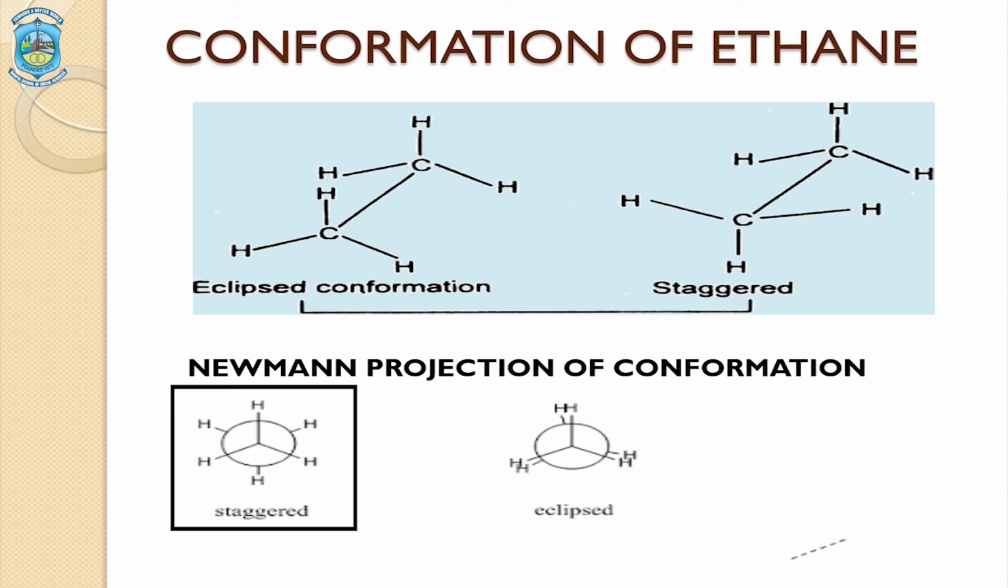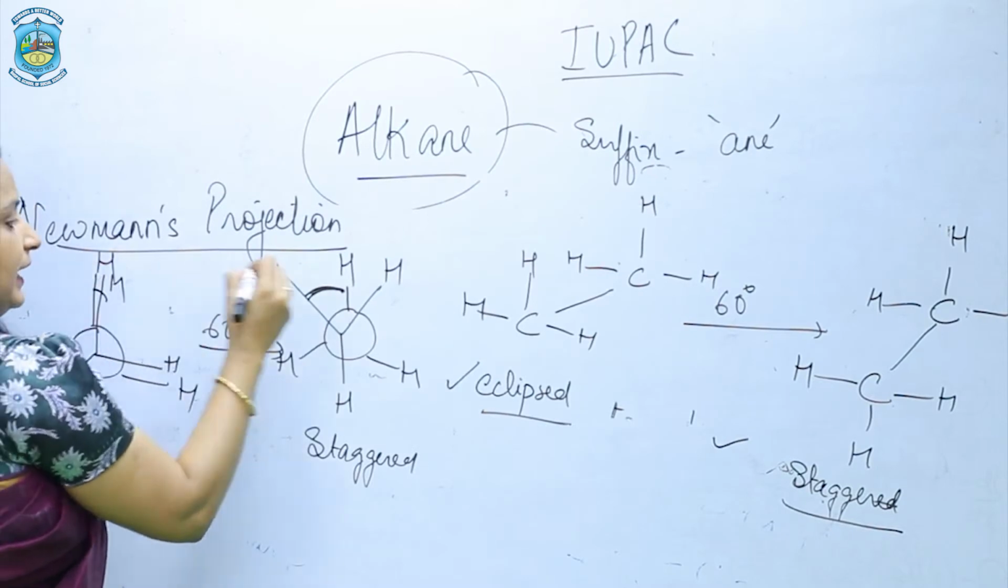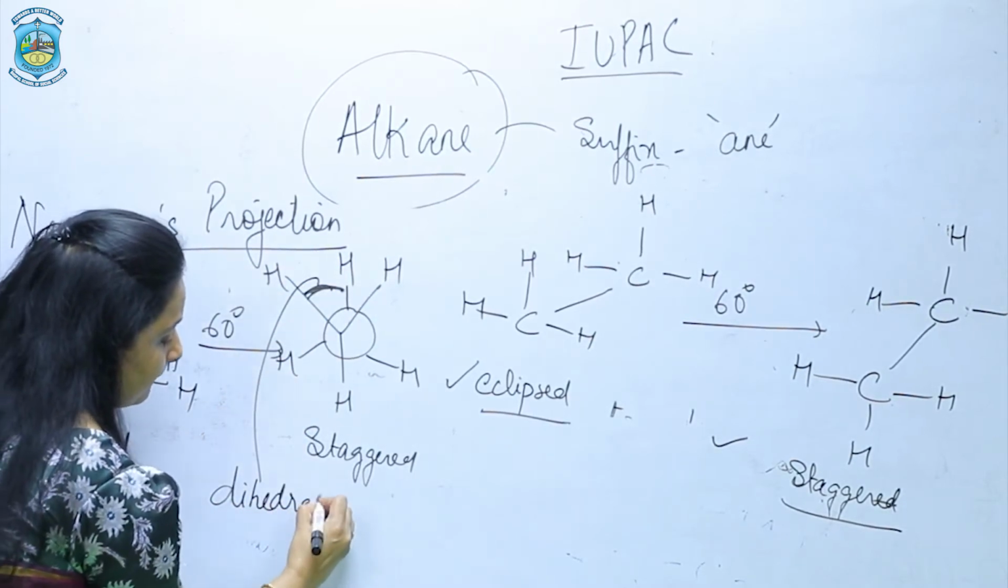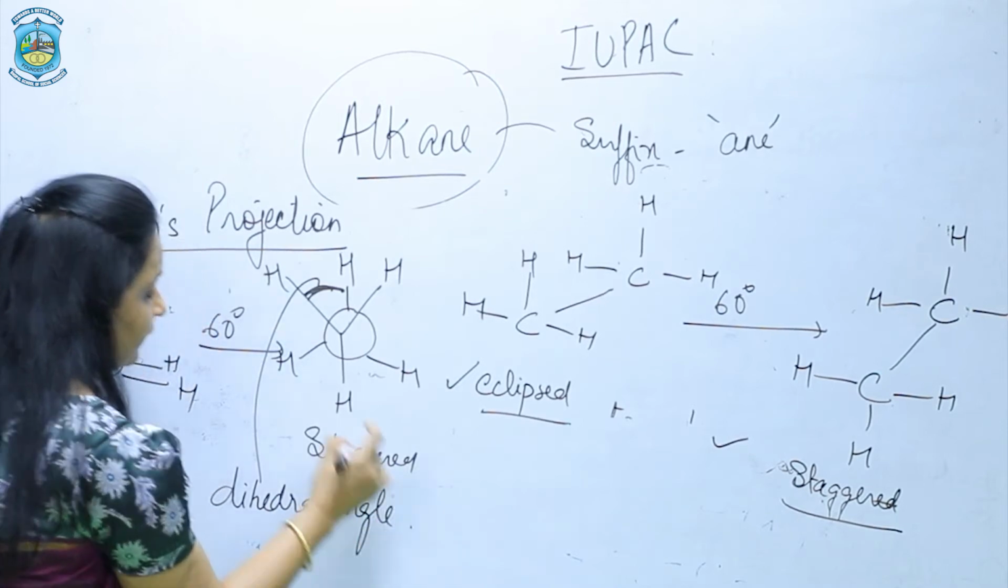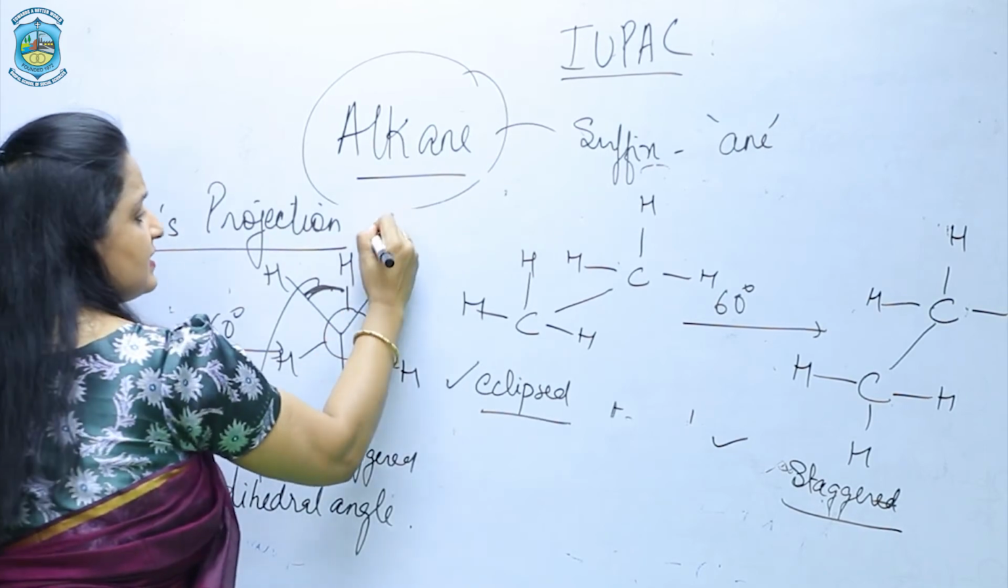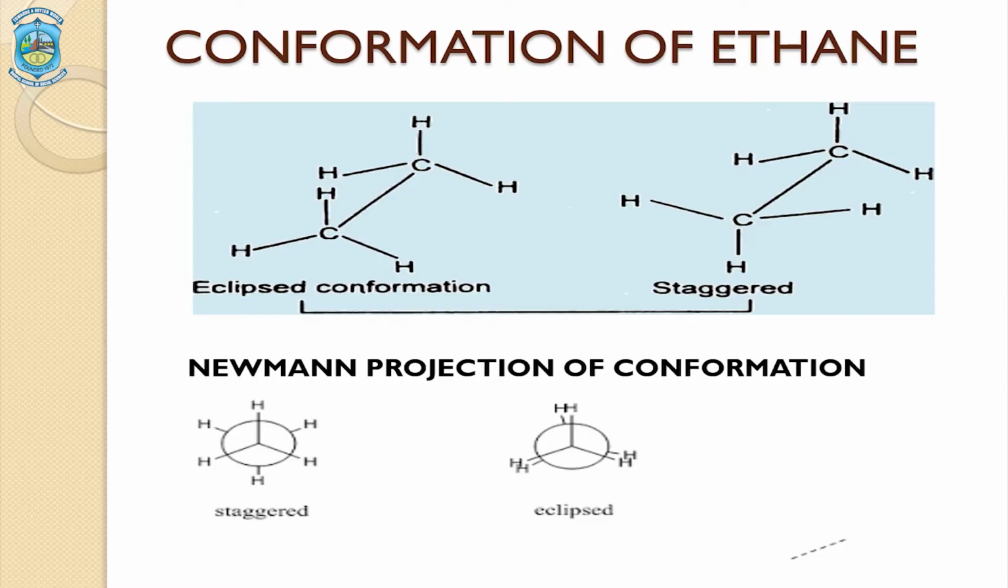This is the angle, called the dihedral angle. In this case it is 0 degrees and in this case it is 60 degrees. So, we have 2 conformations according to Newman's projection, eclipsed and staggered. Now, in the eclipsed state you observe that the 2 carbons' C-H bonds are overlapping with each other.